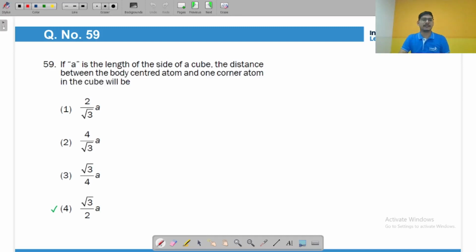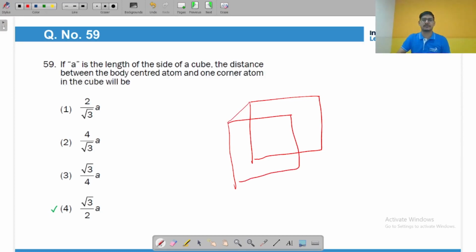If a is the length of the side of a cube, the distance between the body centered atom and one corner in the cube? Okay. So for a cube, the body diagonal which joins two diagonally opposite corners is √3a. All right. So for instance, if this is the cube diagonal AB, its length is √3a, and if we consider the distance between the body centered atom, so the center of the particle would be placed here, and one corner atom, so the corner atom would be here. So you can easily figure out that the distance is √3a by 2.